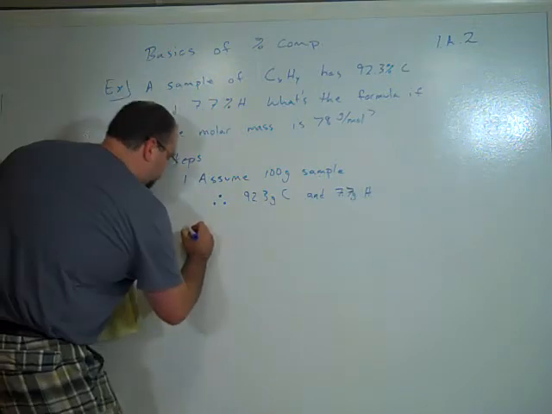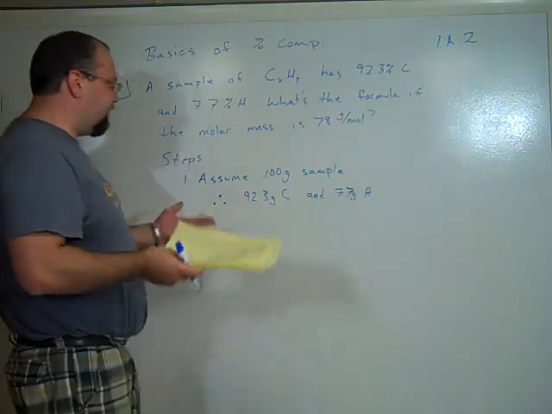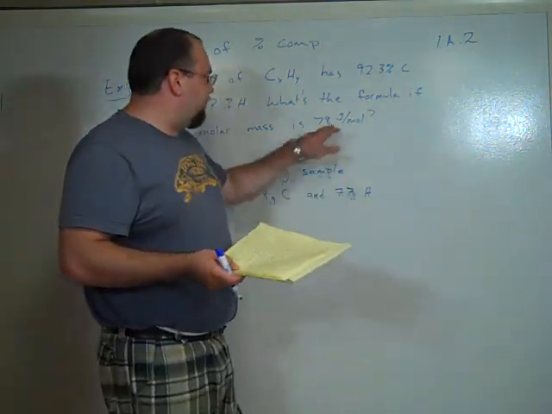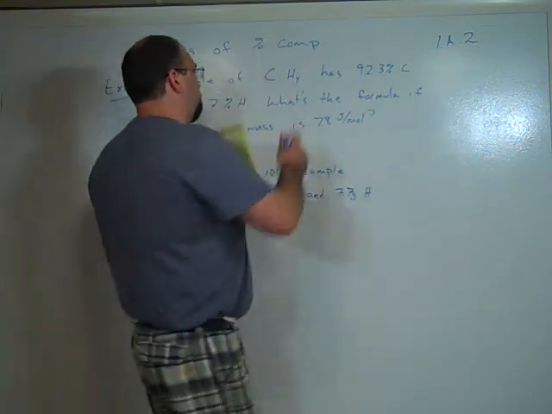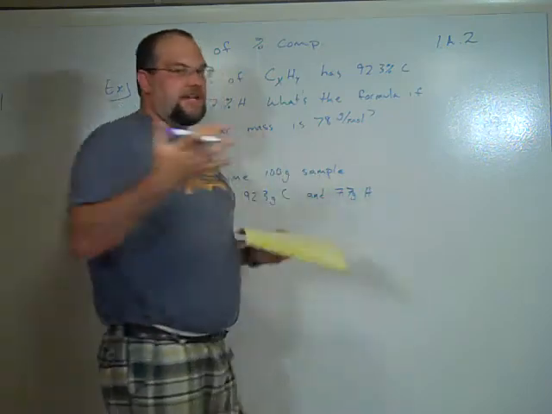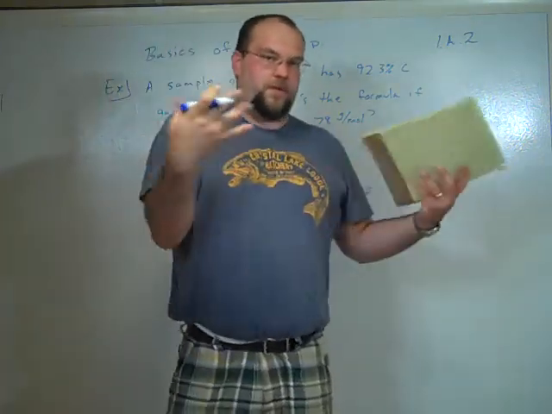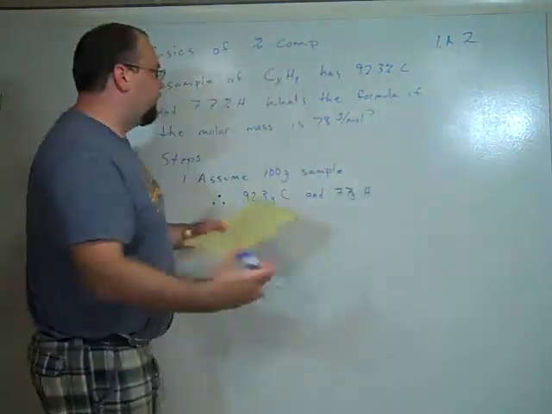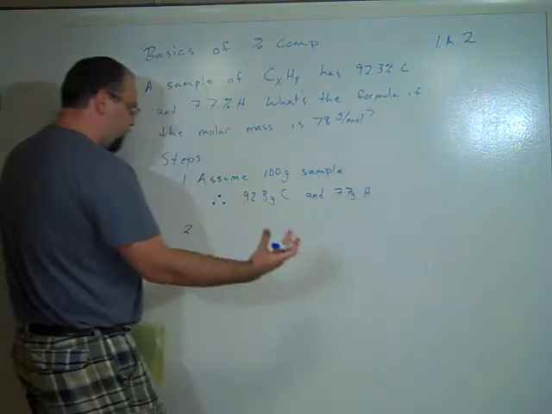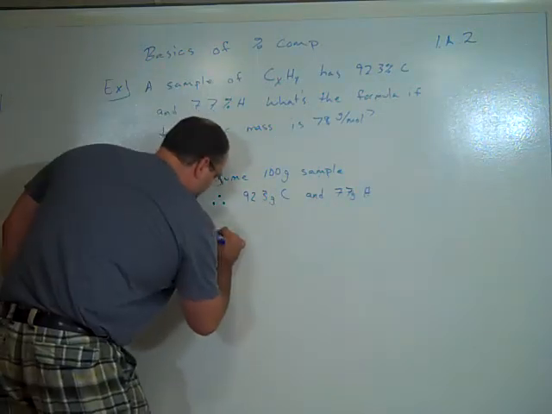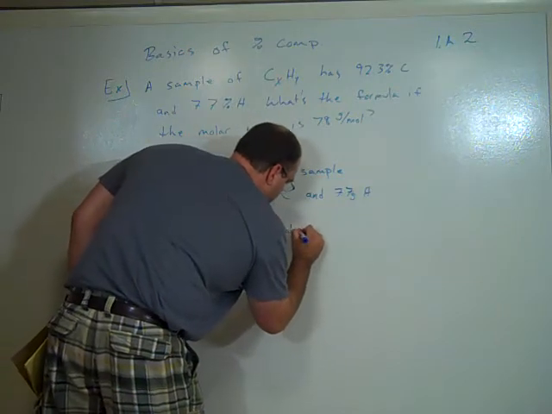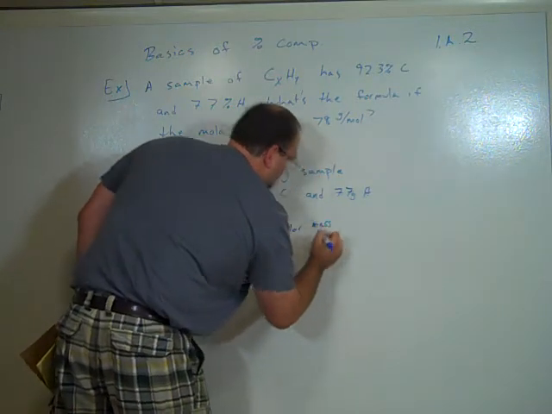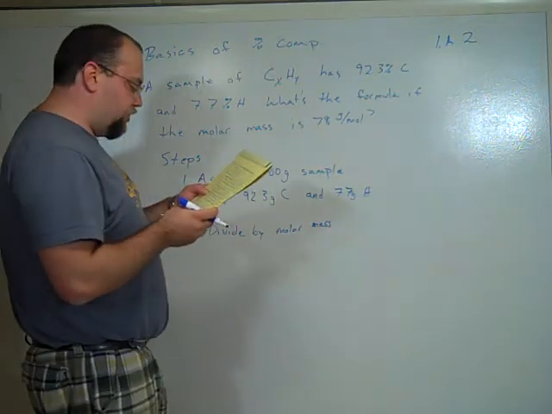Okay, step 2. Now that I have grams, I need to convert that into moles, because moles is what we use as a measurement in chemistry. So I have to take my grams and turn it into moles. To do that, I divide by molar mass.